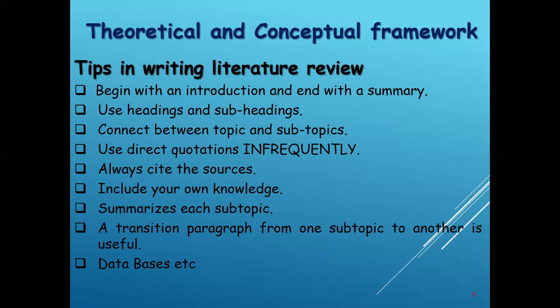Tips in writing literature review. Begin with an introduction and end with a summary. Use headings and subheadings. Contrast between topic and subtopic. Use direct quotation infrequently. Keep in mind, use direct quotation infrequently. Always cite the sources, because otherwise, if you quote informally, it may become a part of your plagiarism.